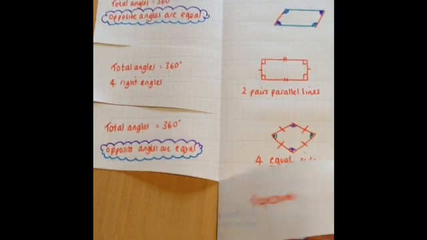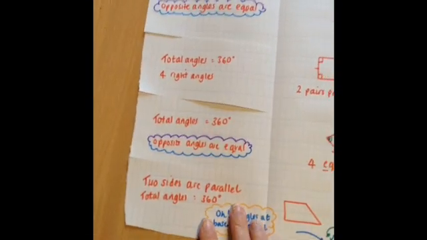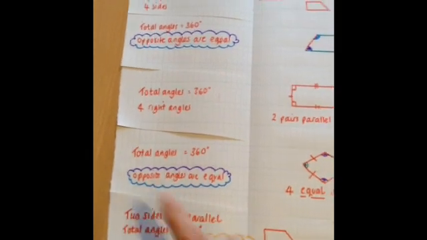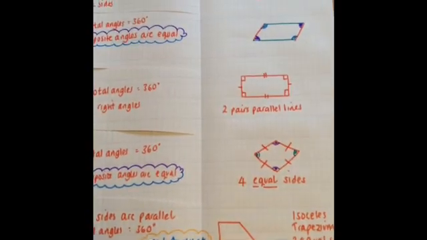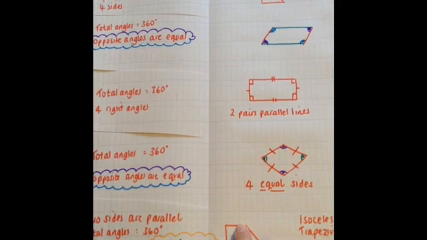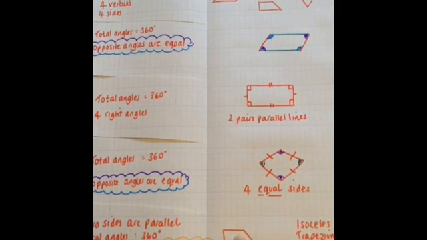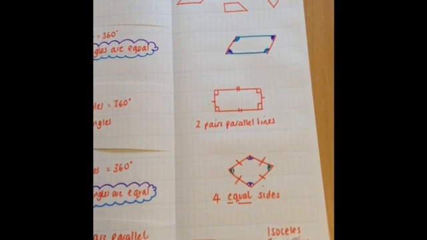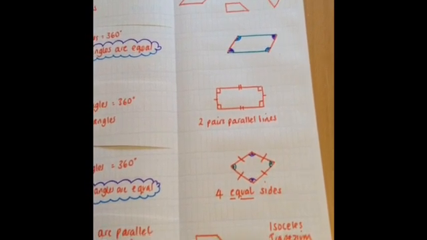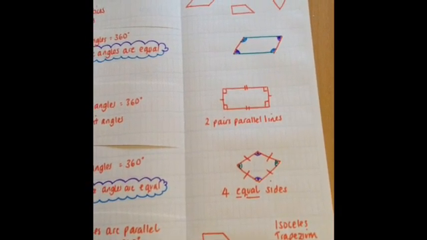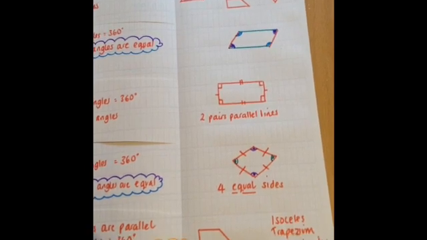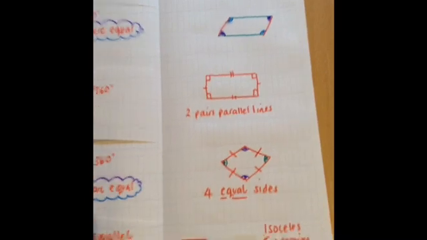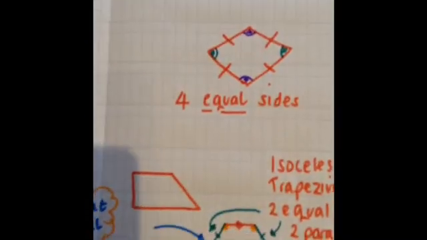A trapezium. Two sides are parallel. Again, the total angles equal 360. So we can see here, this side and this side are parallel. You can also have an isosceles trapezium, where yes, we have two parallel sides, here and here, but we also have two equal sides, which I've labelled in as green.